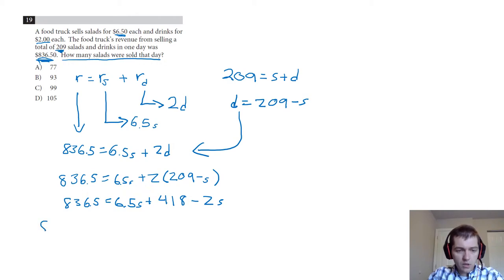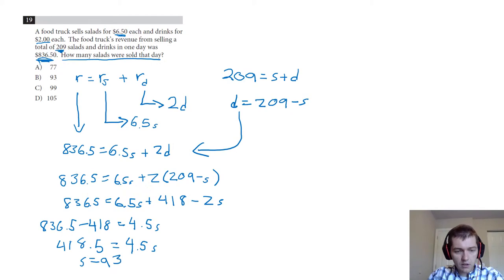At this point, you can subtract 418 from both sides. This will be 6.5 minus 2, which will be 4.5S. When you do this subtraction, it comes out to be 418. It's a calculator section, so just plug that into your calculator, is equal to 4.5S. Divide both sides by 4.5, you're left with S is equal to 93. Again, do that on your calculator. You'll find that it corresponds to answer B. B is your correct solution.